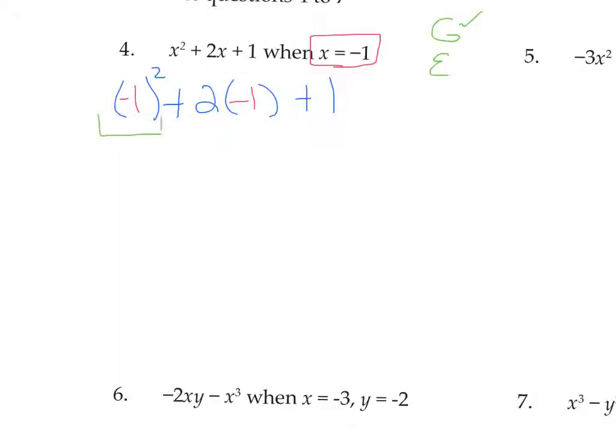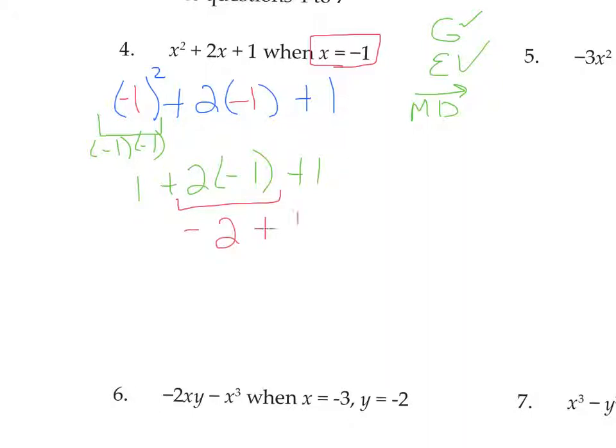We have an exponent here, negative 1 times negative 1 makes positive 1. And then we carry down everything we haven't used. And then we multiply and divide left to right. And that would be right here, 2 times negative 1 is negative 2. And we carry down what we haven't used. And then we're down to the add and subtract.